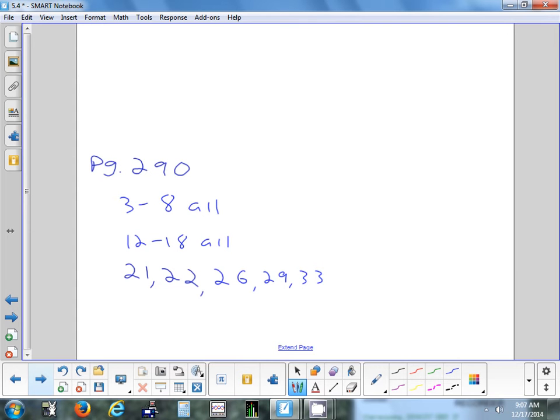Okay, so the homework for tonight, it's on page 290. It's 3 through 8, 12 to 18, those are both all. And then 21, 22, 26, 29, and 33.